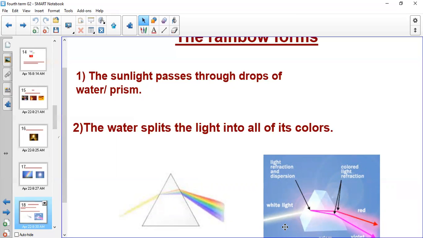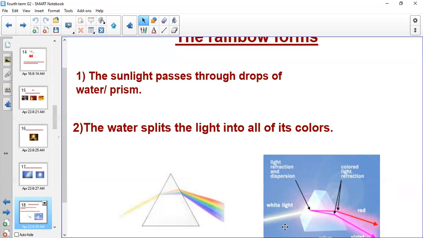And once the SMS is fixed, I will upload videos about how the rainbow is formed for you to watch. But nowadays the SMS is not working properly, so I will not be able to upload the video about how the rainbow is formed.